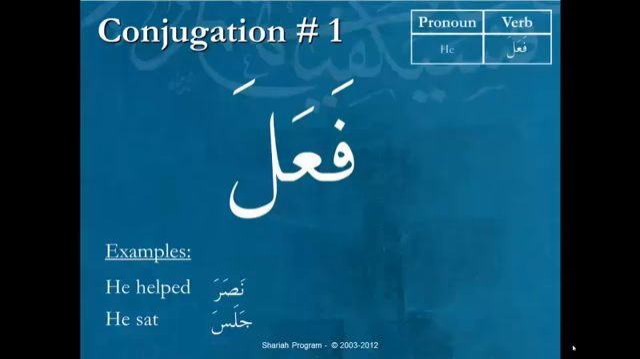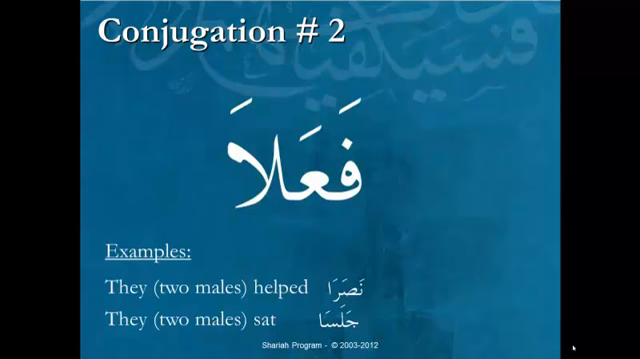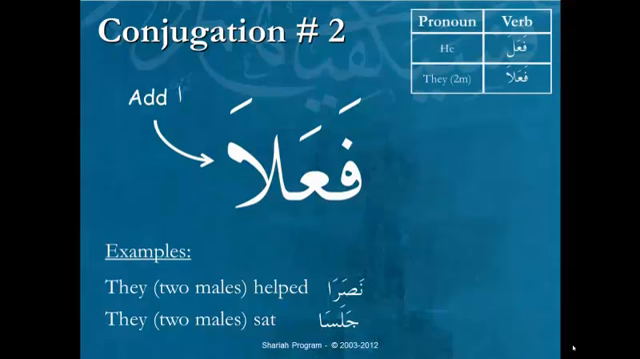Right? So now we have our first one, fa'ala. If you want to indicate two, then what you do is add an alif to the end of fa'ala, and now it becomes they two males helped, or they two males sat, or ate, drank, whatever the meaning is, depending on the letters you're using. So fa'ala, fa'ala. Lift your head off the screen and say fa'ala, fa'ala. Just stretch it a little and it becomes two.